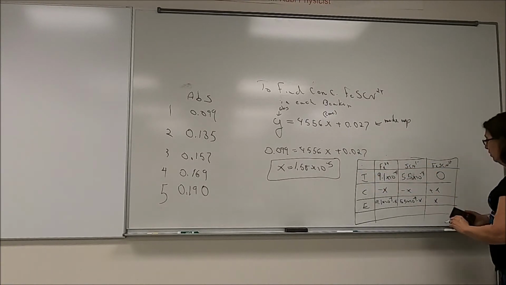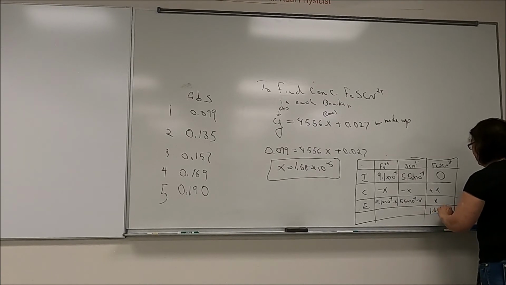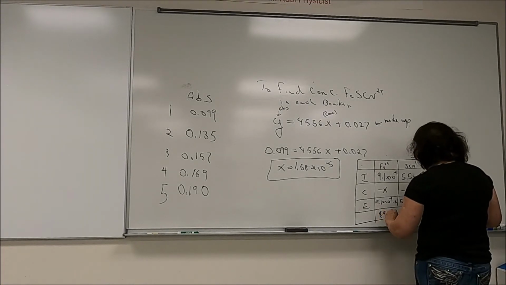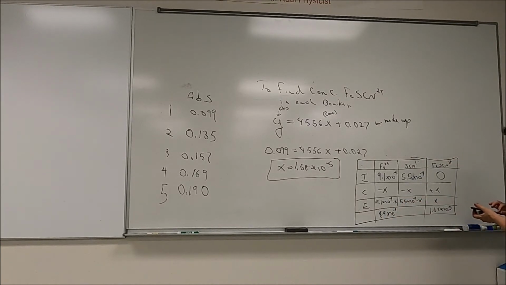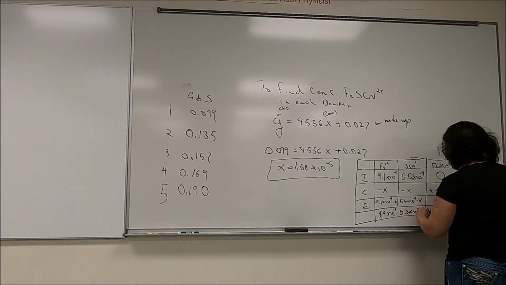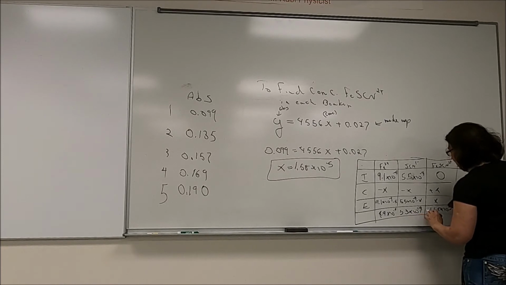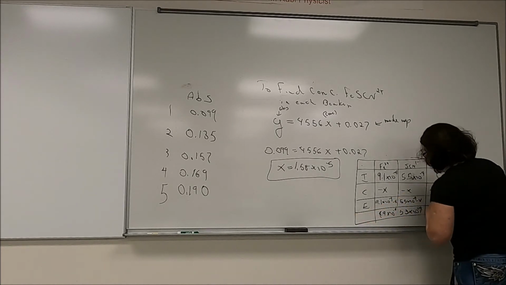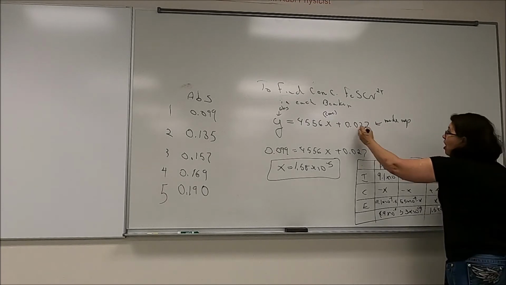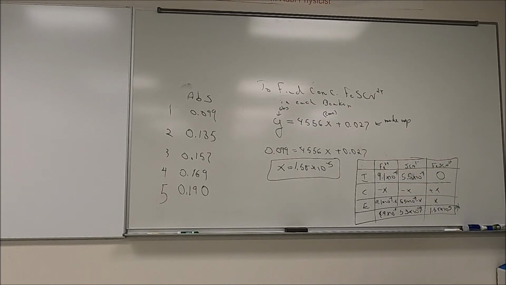So here I have 9.1 times 10 to the minus 4, 5.5 times 10 to the minus 4 minus X, and X. Now, this is our X value. So this would be 1.58 times 10 to the minus 5. So 9.1 times 10 to the minus 4 minus 1.58 times 10 to the minus 5 gives me 8.9 times 10 to the minus 4. 5.5 times 10 to the minus 4 minus 1.58 times 10 to the minus 5 gives me 5.3 times 10 to the minus 4. Now, I'm going to asterisk this, okay? These are not the values that you're going to have on your table because this is not your equation. This is just an example.